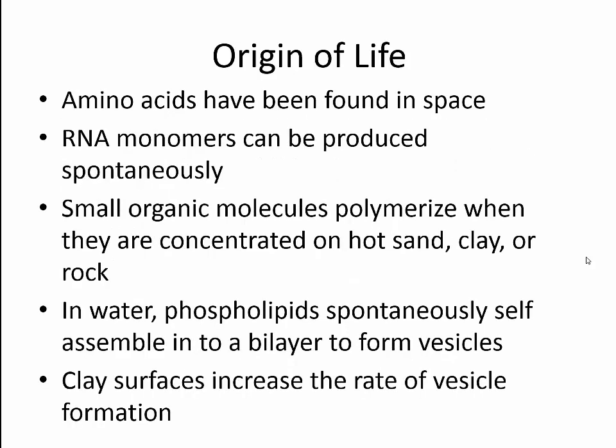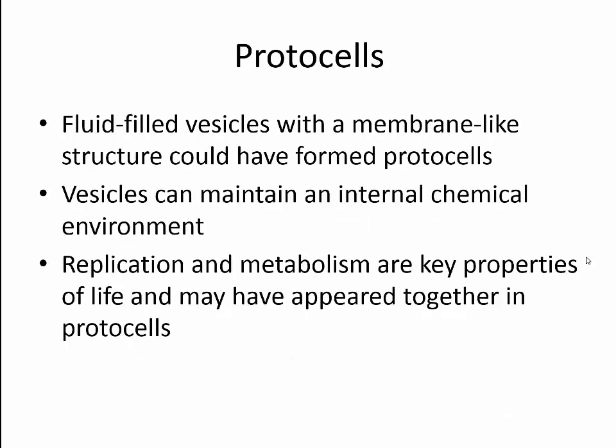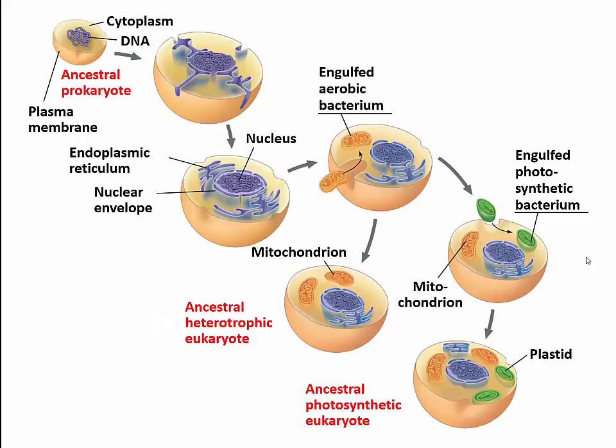Amino acids have been found in space. Like I said, RNA monomers can be produced spontaneously. Small organic molecules polymerize when they are concentrated on hot sand or clay or rock. And clay especially because it's negatively charged. In water, phospholipids spontaneously self-assemble into a bilayer to form vesicles. And clay surfaces increase the rate of vesicle formation. There you go. So fluid-filled vesicles with a membrane-like structure could have formed protocells. Vesicles can maintain an internal chemical environment. And then we could actually go and replicate stuff. Replication and metabolism are key properties of life and may have appeared together in protocells. It could have happened this way.